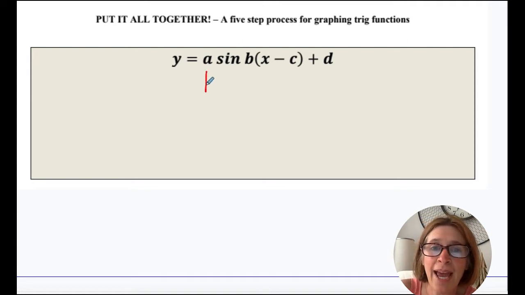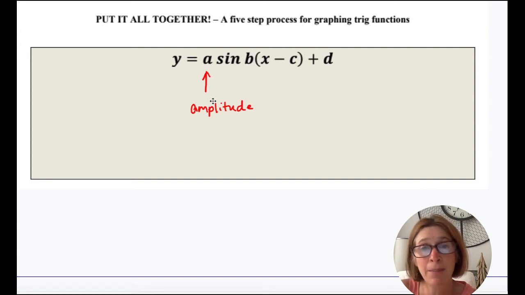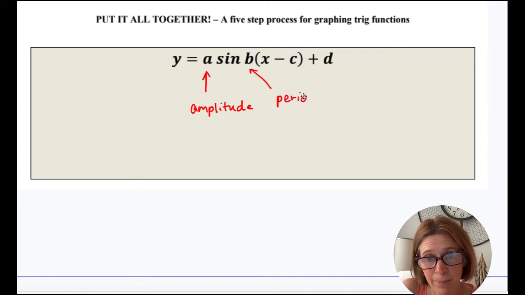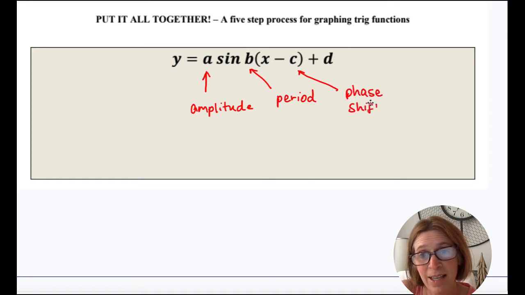All right, so a tells me its amplitude. Remember, the amplitude is half the distance between the maximum and the minimum. A could also tell me if it's being reflected. So if a is negative, it's going to flip that whole graph, reflecting it over the x-axis. The b gives me my new period. Remember, the period is one full cycle of the graph. c tells me my phase shift, which is the horizontal shift left and right. And d gives me my vertical shift, up or down.